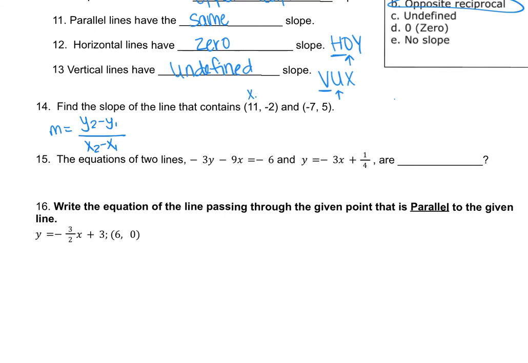So our first coordinate's 11 and -2. That's going to be our x1 and our y1. And then the other one's -7 and 5. That's going to be our second set. So it's going to be x2 and y2. So now that we've got our coordinates, we can go ahead and plug them into our formula. First thing is y2. Instead of that, we said it was 5.